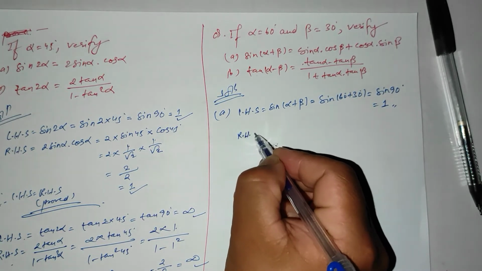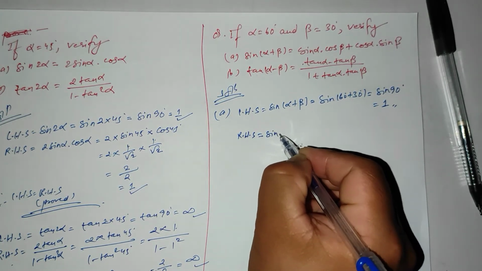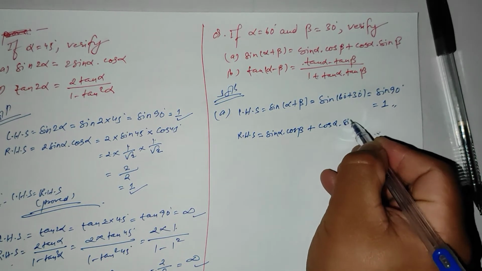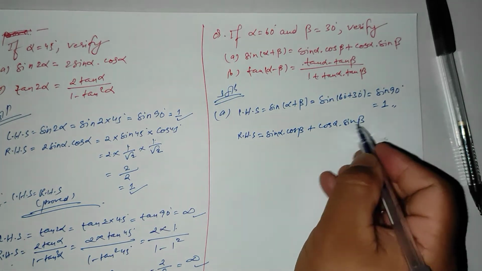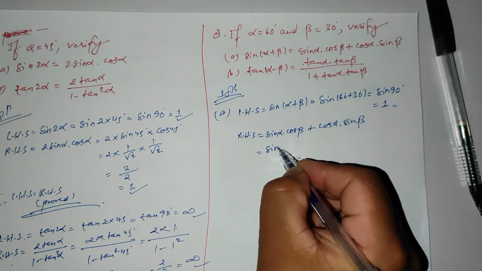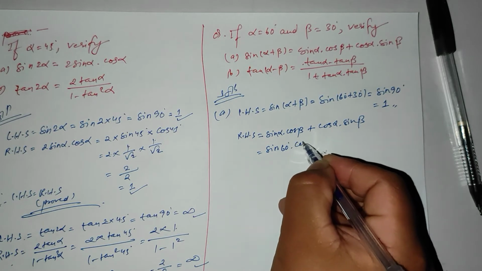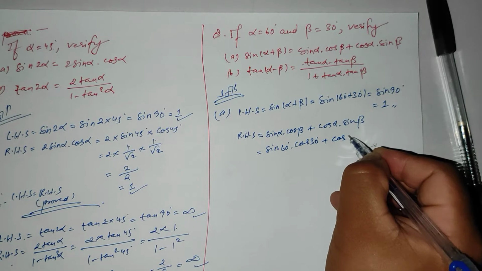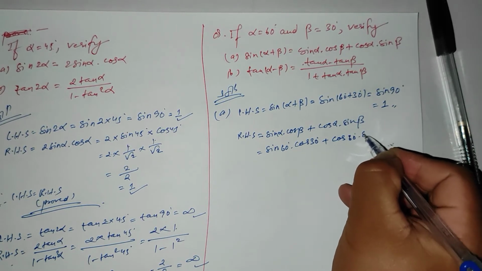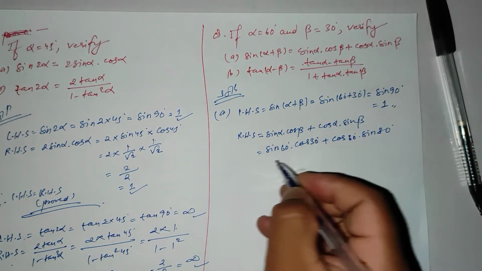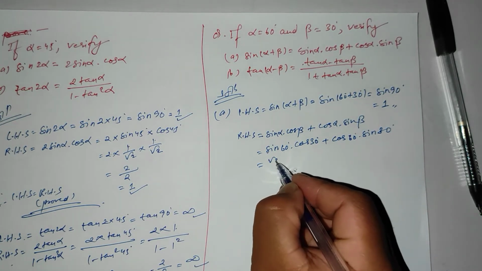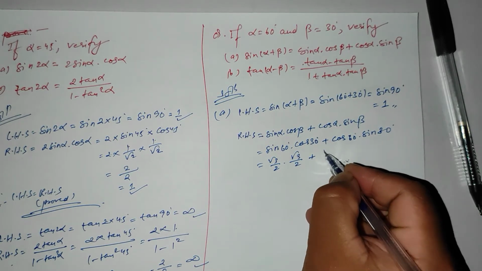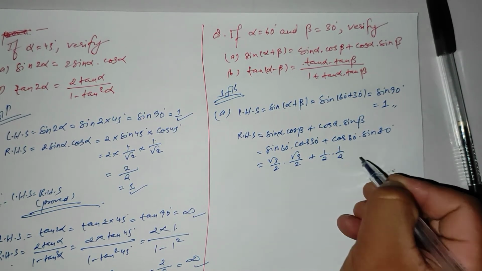Then the right hand side equals sin alpha cos beta plus cos alpha sin beta. Use the values of alpha and beta: alpha equals 60, beta equals 30. Now put the values. Sin 60 is root 3 by 2. Cos 30 is root 3 by 2. Cos 60 is 1 by 2. Sin 30 is 1 by 2.